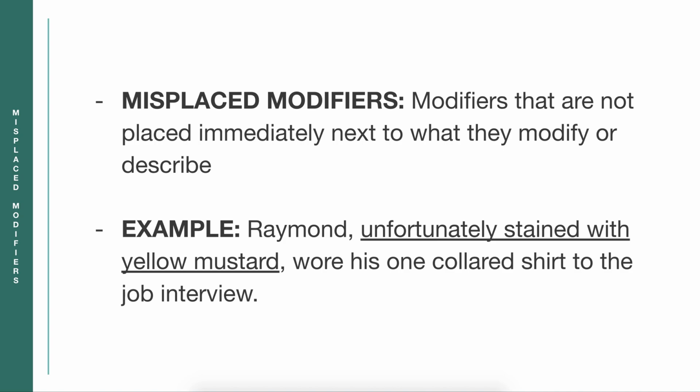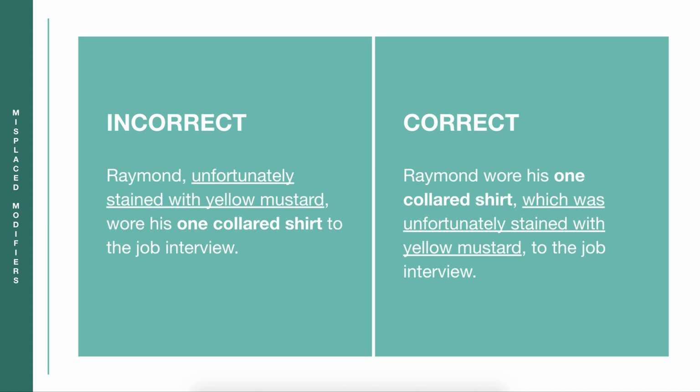They misplace the modifier. So again, to sum up here, a misplaced modifier is simply a modifier that is not placed directly next to whatever it is describing. Here are two more examples.